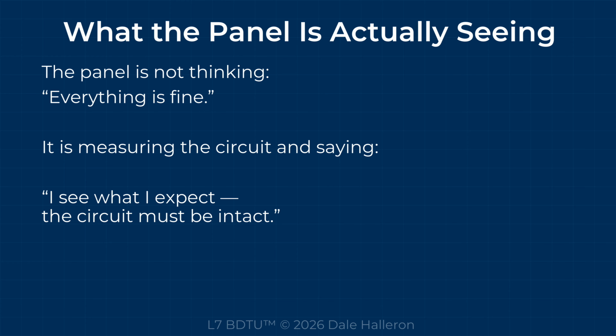What the panel is actually seeing. The panel is not thinking everything is fine. It is measuring the circuit and saying, I see what I expect. The circuit must be intact.